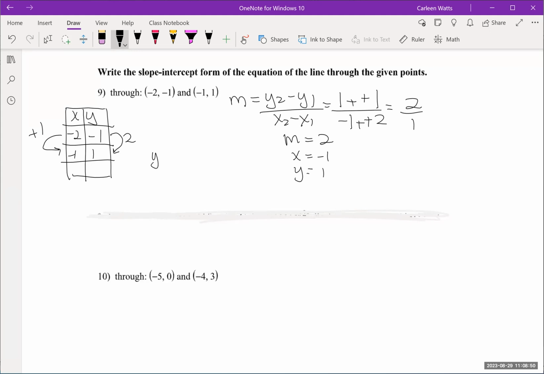Okay, y equals mx plus b. I have m, I have x, I have y, I don't have b. So what is the next step? It starts with a p. Plug it in. Okay, so let's plug it in. Y is 1. M is 2. X is -1. B is my unknown.